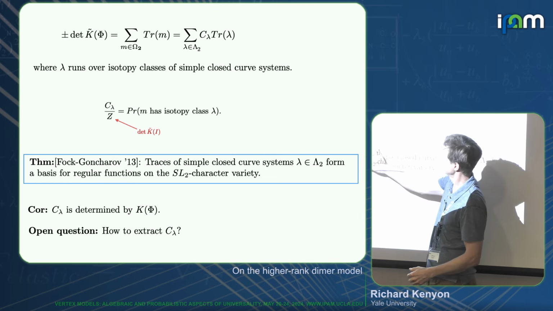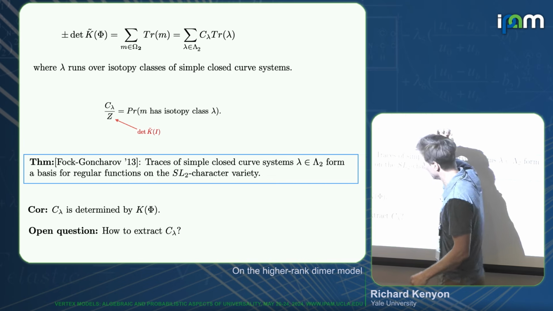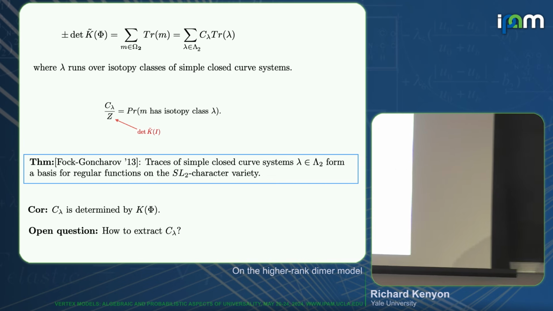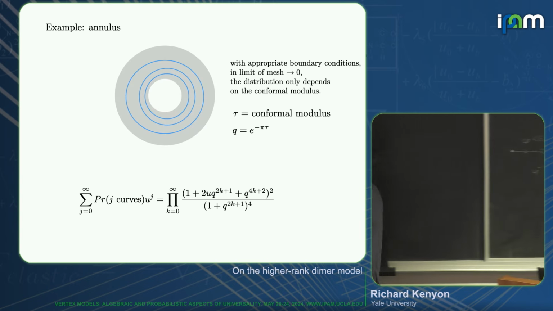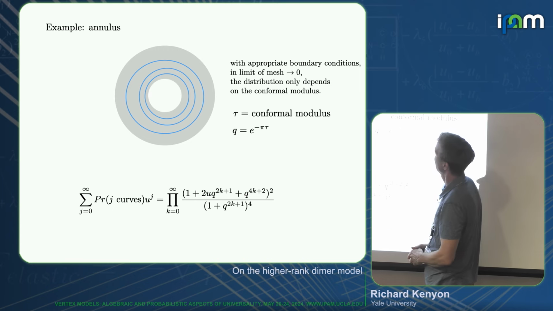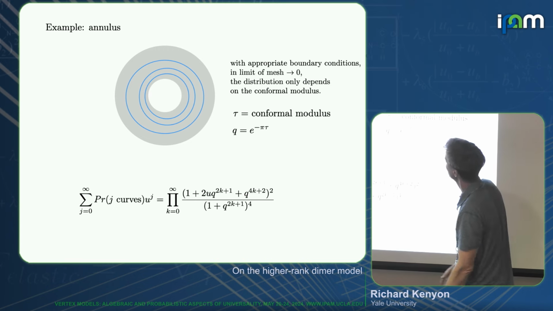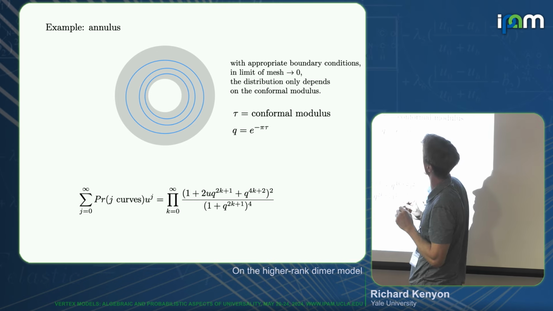And from the Fock-Goncharov theorem, in principle, these C lambdas can be extracted from the determinant. So maybe it's good to just give the application here so you can see what's going on. Suppose my surface, here's the simplest application, an annulus. Let's take an annulus. Our graph is an annulus, or if you like, I just puncture a single face of my planar graph.